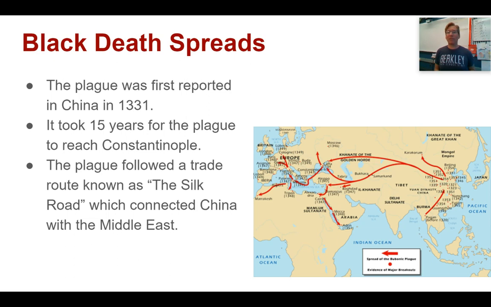Now, this Black Death spreads after first being reported in China in 1331. So the first reports were in these densely populated Chinese cities. It takes 15 years for the plague to work its way along the Silk Road routes and hit Constantinople. This plague then will devastate Europe as it had also devastated China.